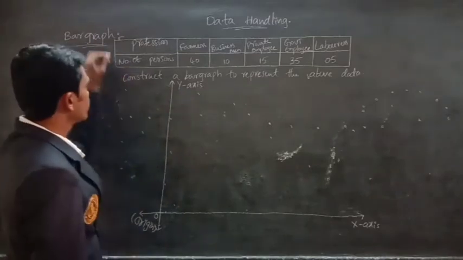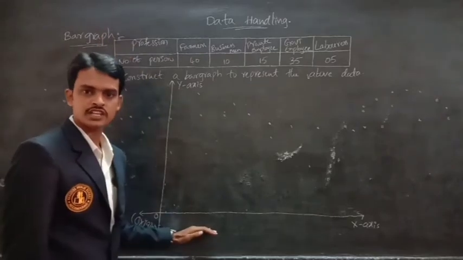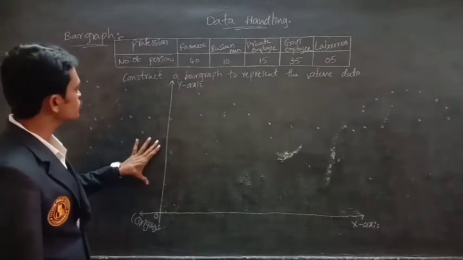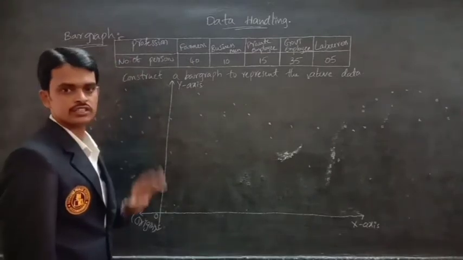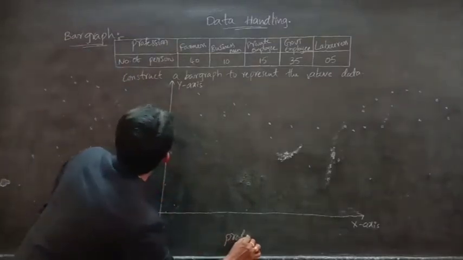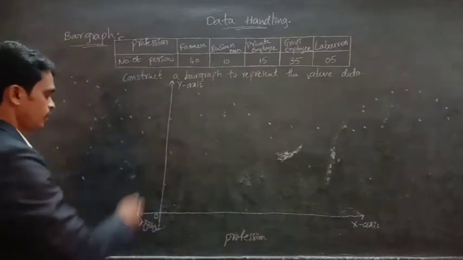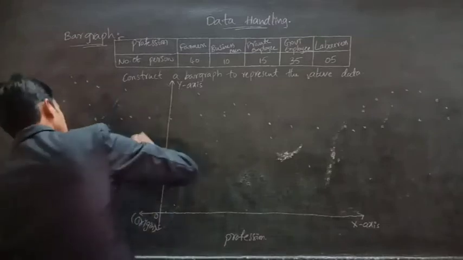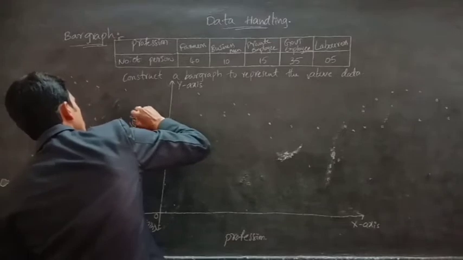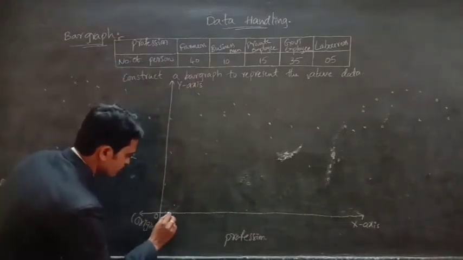Next, we should mark professions on the x-axis and along the y-axis we should mark the number of persons. So here we have to write the profession, and here we should mark the number of persons.